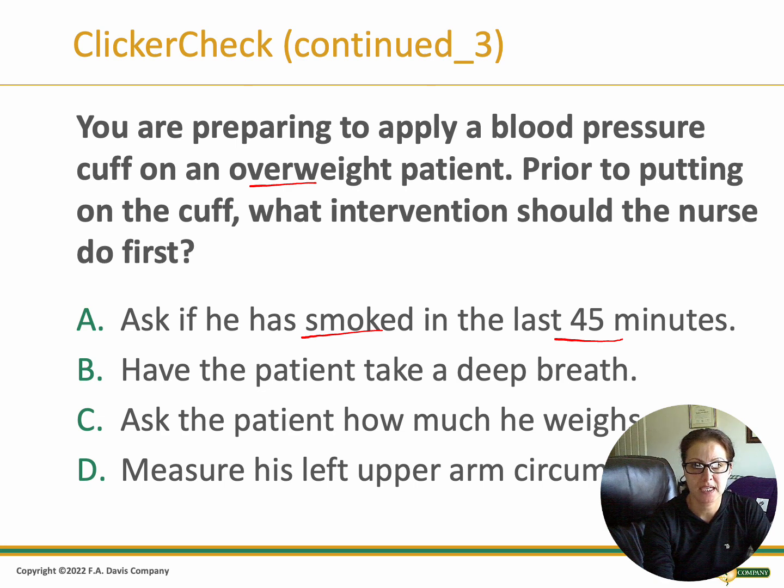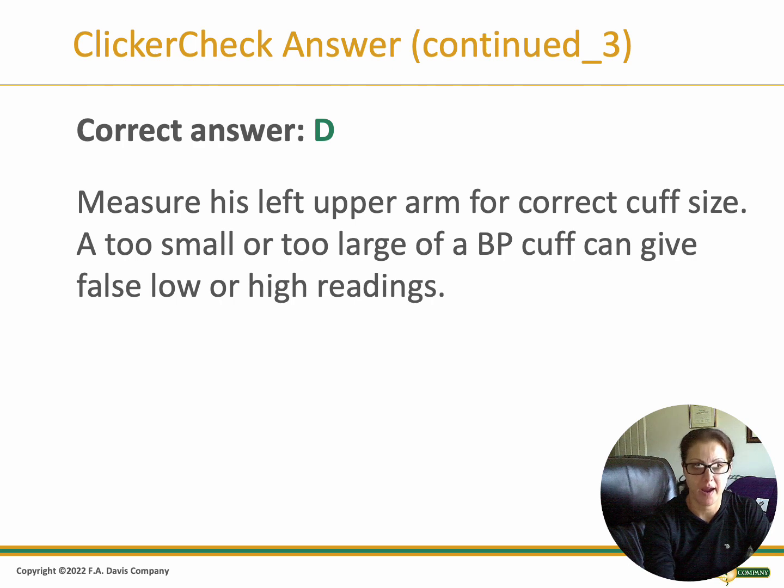If you picked D, you are correct. Remember, 30 minutes is our cutoff for determining if they've smoked or drunk any beverages. We don't want them to hold their breath; we want them to breathe easy. And we don't really need to ask them how much they weigh. We're determining the size of the cuff by determining the size of their upper arm.